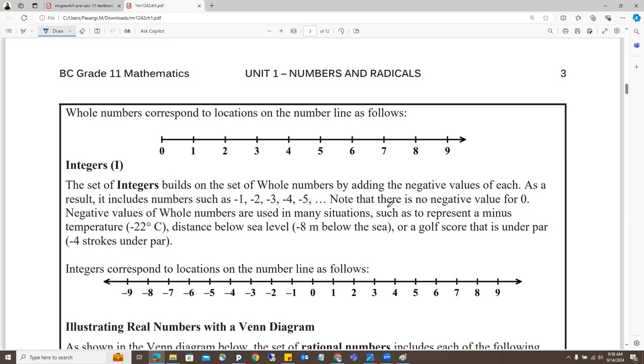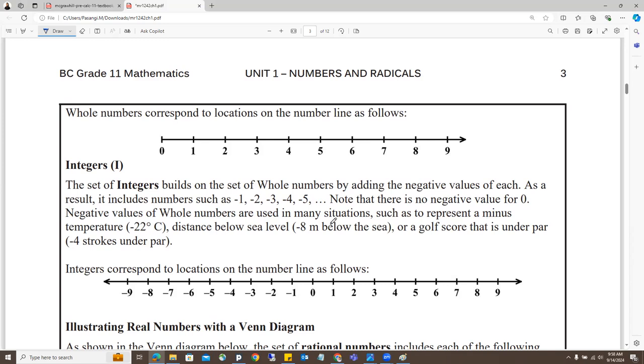So note that there is no negative value for 0. For 0, there's no positive or negative, no sign for 0. Either positive or negative, there's no such thing. Just 0 means 0. There's nothing.